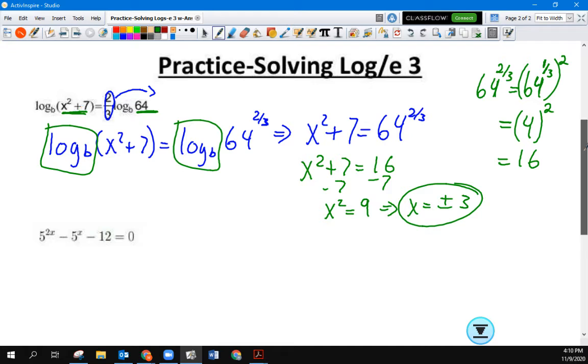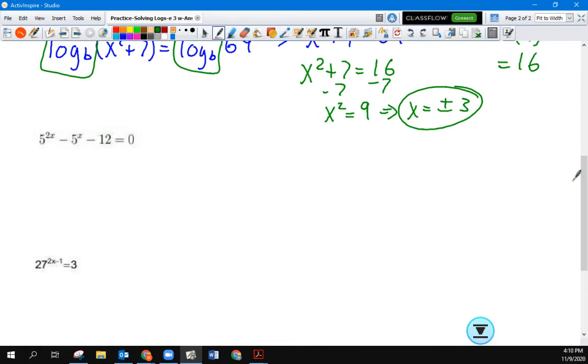Okay. Now, the second one's a little different. We've seen one like this before with the exponential, but this time I did it with a different base, so we've got one more step to do. The first thing I'm going to do, just like we did on the last one, is separate this so it's 5 to the x squared minus 5 to the x minus 12 equals 0.